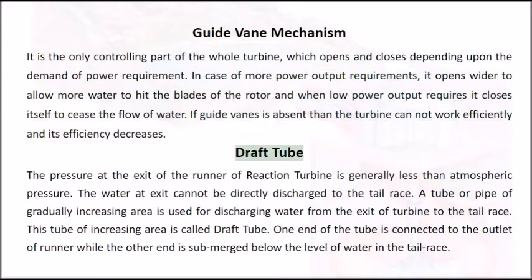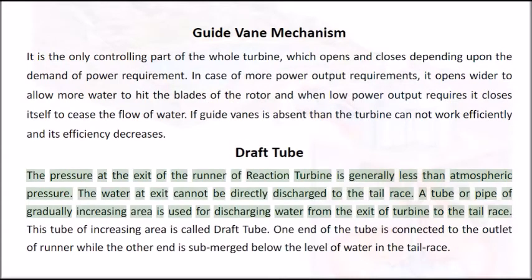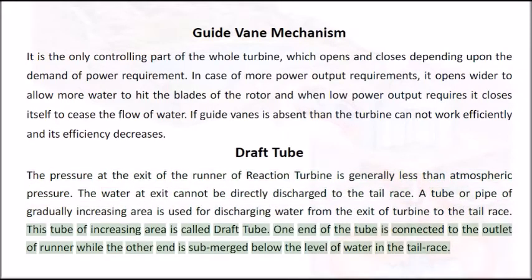Draft tube. The pressure at the exit of the runner of a reaction turbine is generally less than atmospheric pressure. The water at exit cannot be directly discharged to the tail race. A tube or pipe of gradually increasing area is used for discharging water from the exit of the turbine to the tail race. This tube of increasing area is called draft tube.